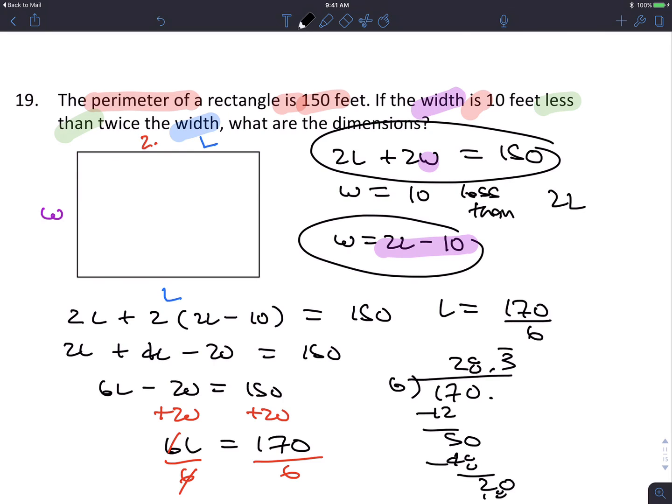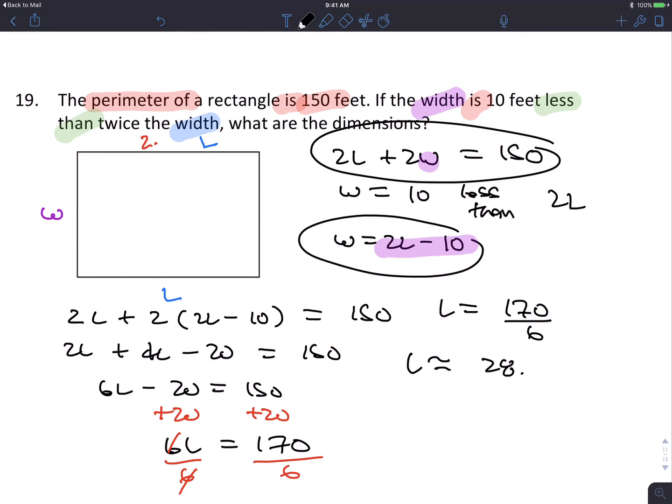Let's approximate again to the nearest tenths. So my L is going to be 28.3. So I'll get rid of this scratch work, 28.3. It's hard to see anyway. Anyway, L is approximately 28.3 feet.